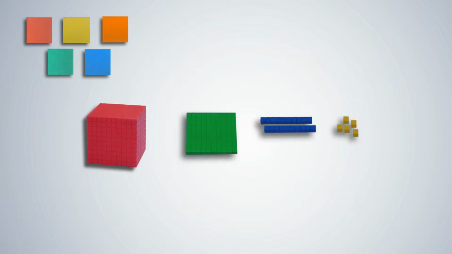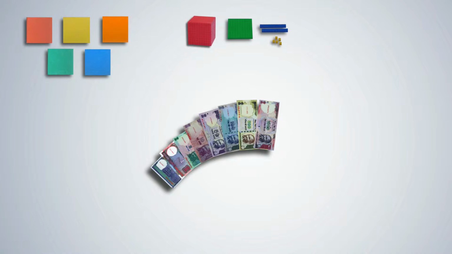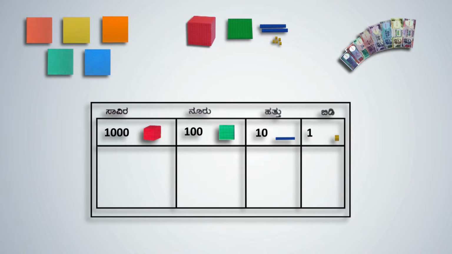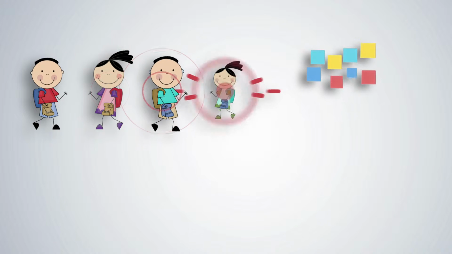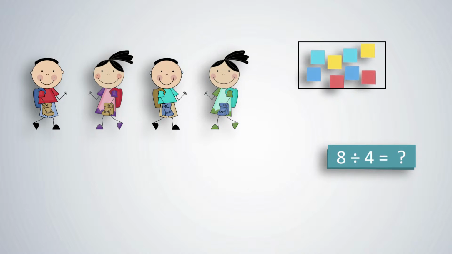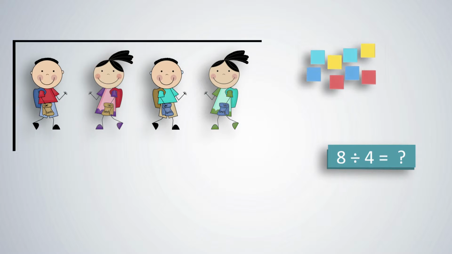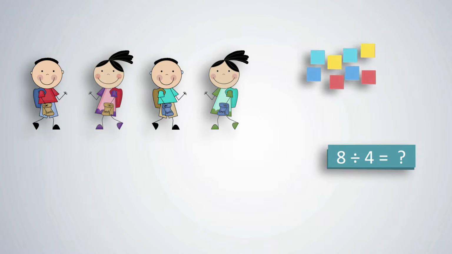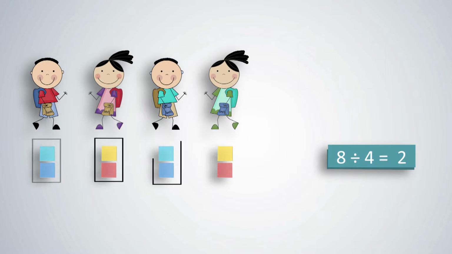Akshara's math kit has counters, base 10 blocks, play money, and a place value mat which can be used as teaching aids. Let's start with a quick revision of the concept of division. Students have learnt that division is a process of equal sharing. For example, when 8 counters are divided amongst 4 children, each child gets 2 counters.